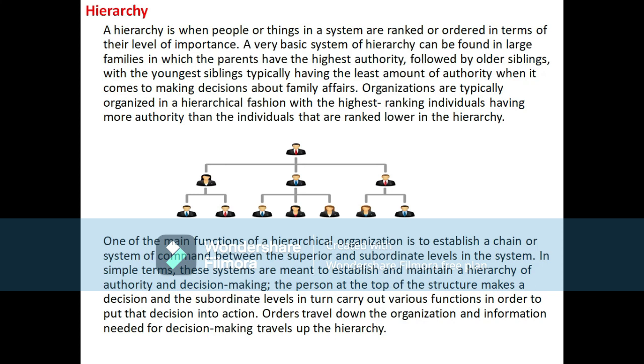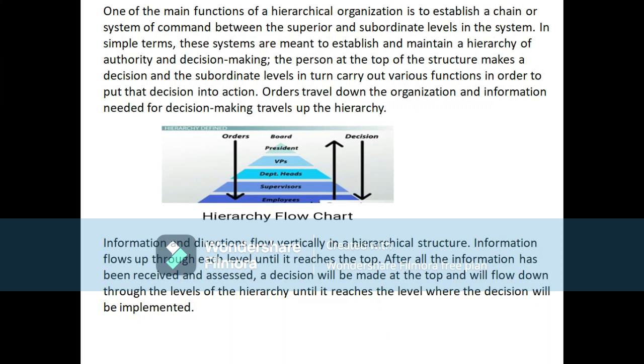Orders also travel downwards in the organization; the directions or instructions are passed from top level management to the lower level management. In return, the information and data required by the top level management are given by the lower level management. They pass the information from the bottom level to the top level, and depending upon that information, top level management makes the decisions.